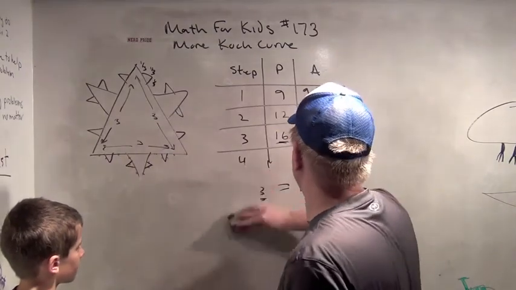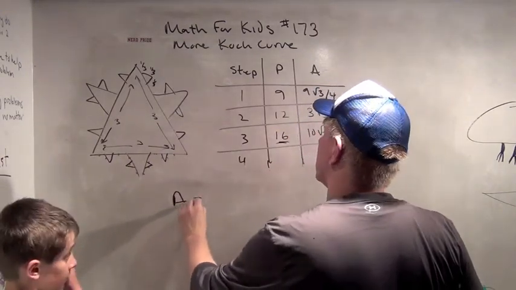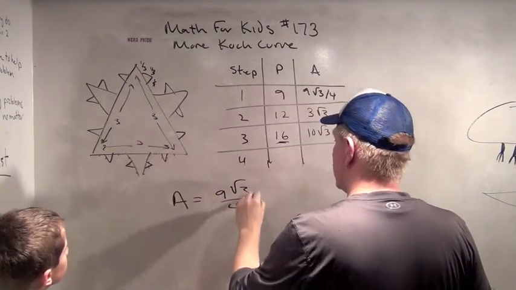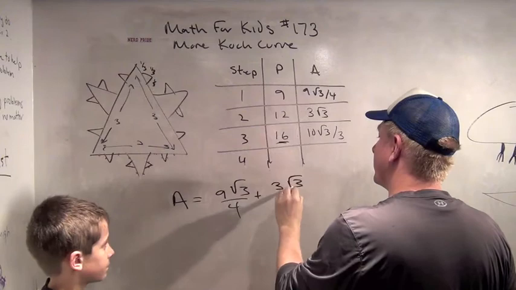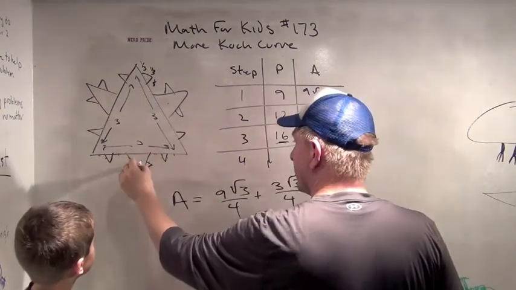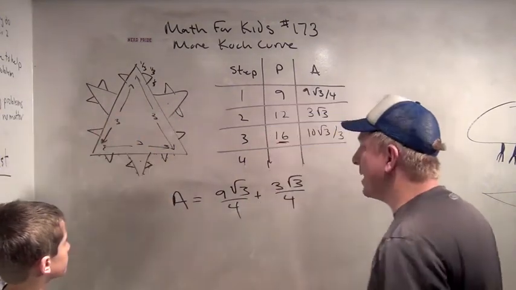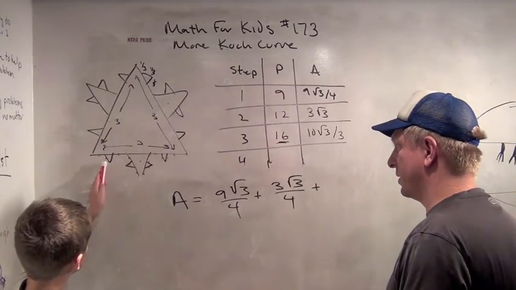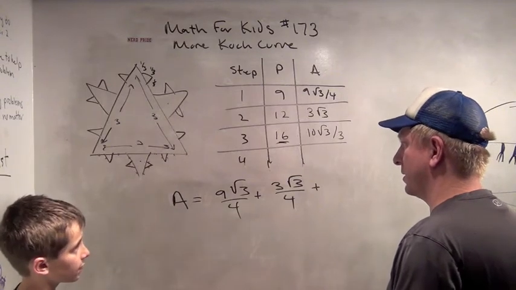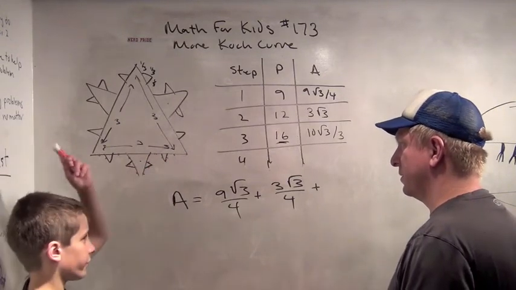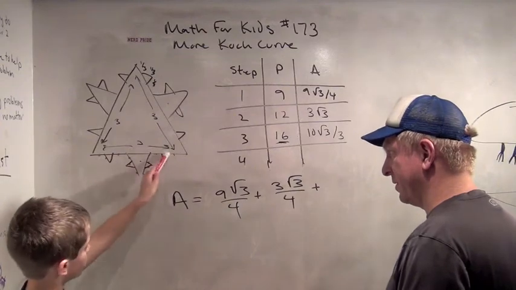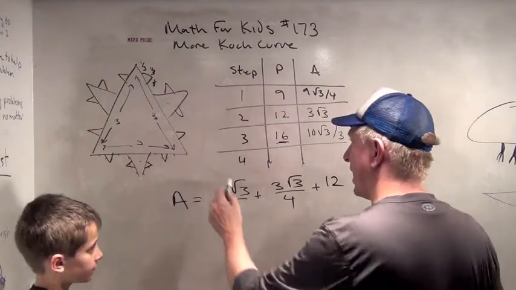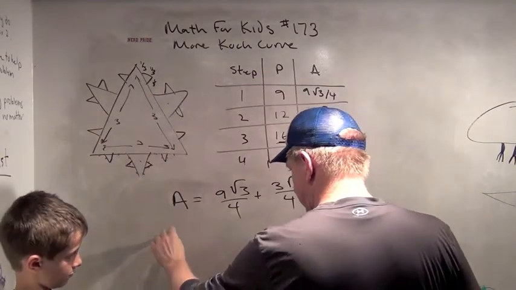And now, the area. The area is 9 times the square root of 3 over 4. That's the big area. Plus 3 times the square root of 3 over 4. That was the area of these medium triangles. And now, how many small triangles do we have? 12. Okay, how did you figure that out? There's 4 on each side, and 4 times 3 is 12. Okay, 12. And we have to figure out what the area of these little tiny triangles are.